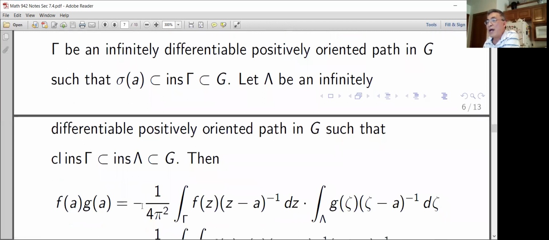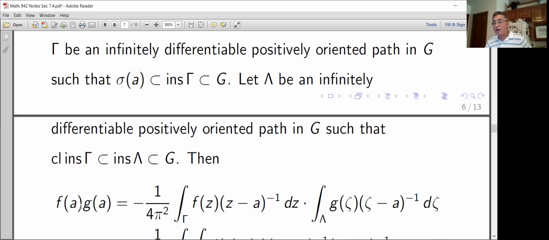So this minus 1 over 4 pi squared is just 1 over 2 pi i times 1 over 2 pi i. You know, in the definition of this f of a, we have 1 over 2 pi i. This 1 over 2 pi i comes from the Cauchy integral formula. So we have seen this many, many times in complex analysis. So this is just the square of this 1 over 2 pi i.